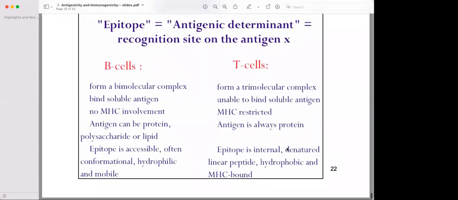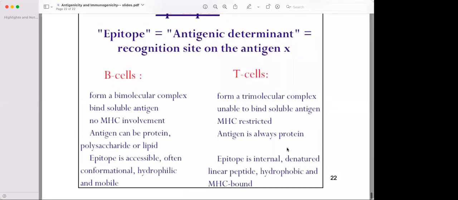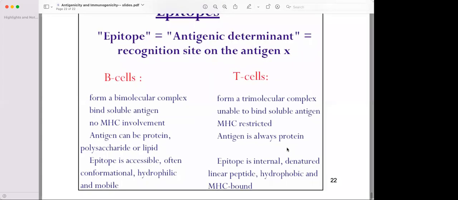To that extent, we've covered all the learning objectives: defining antigenicity, immunogenicity, looking at factors which determine immunogenicity, and looking at the difference between the epitopes of the T cell and B cell receptors.